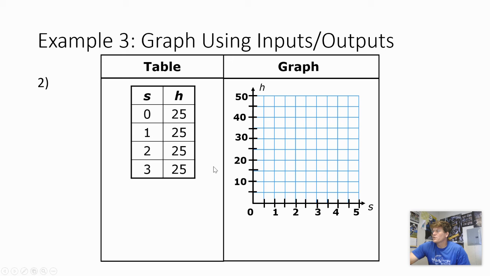Real quick, is that a function? Yes or no? Okay, the inputs are all different, so yes, that is a function. But let's graph this thing. 0, 25; 1, 25; 2, 25; 3, 25, all at the same output. Gives me a horizontal line going straight across. Very important to remember and very interesting, in my opinion. All the same outputs gives me a completely straight horizontal line graph.